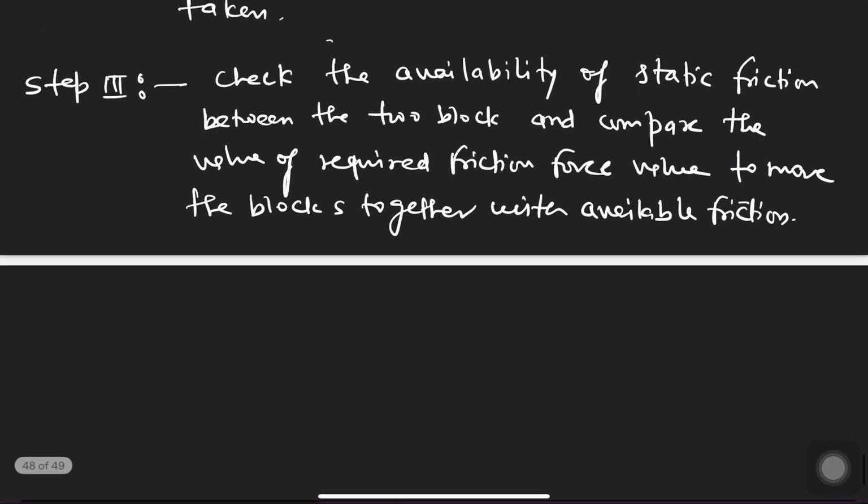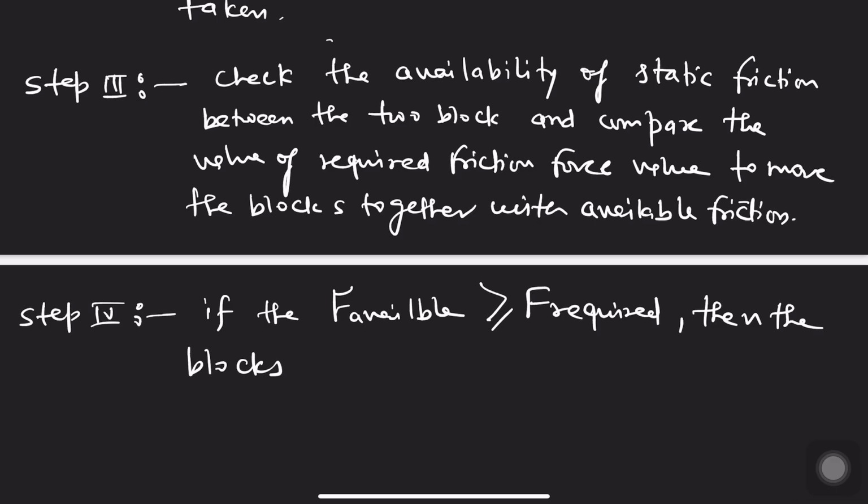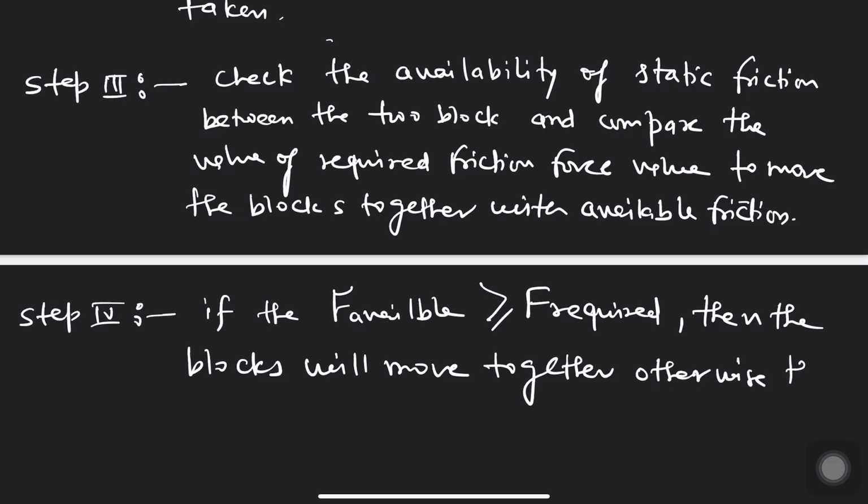After that, the next step, step 4: if F available is greater than F required, or equal to F required, then the blocks will move together. Otherwise they will slide.